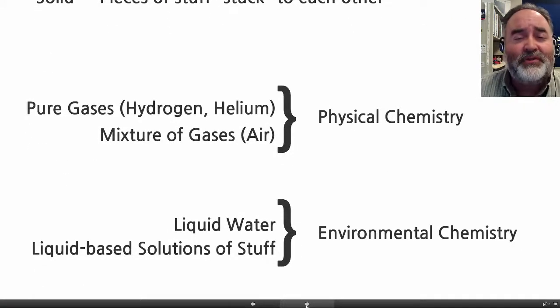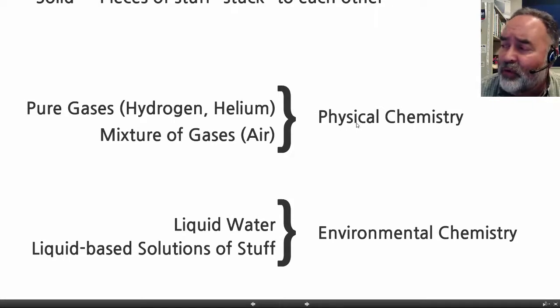Now, chemistry itself comes in different flavors. It's a big topic, obviously. Stuff is a very large topic. So we have different flavors of scientists, in this case different flavors of chemists, that study different areas of the stuff collection. When it comes to pure gases and mixtures of gases and how they react and how they bounce off of each other, and the idea of how they absorb energy and release energy, that's a really broad term and a broad way to brush it. But I'm going to call that physical chemistry.